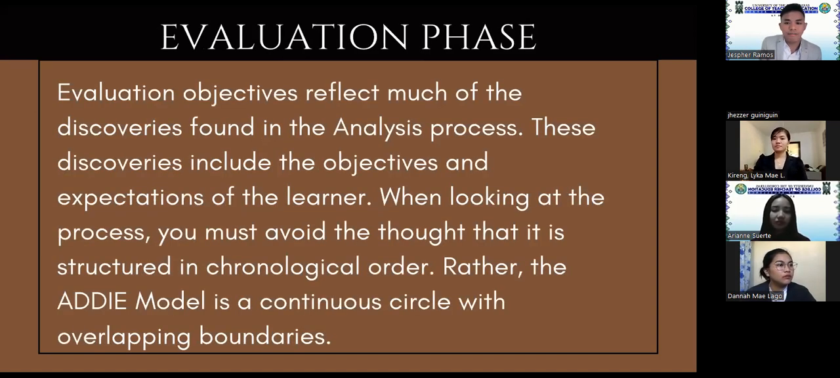So we now have the last phase of the ADDIE model. We have the evaluation phase. Evaluation objectives reflect much of the discoveries found in the analysis process. These discoveries include the objective and expectations of the learner. When looking at the process, you must avoid the thought that it is structured in chronological order. Rather, the ADDIE model is a continuous circle with overlapping boundaries.